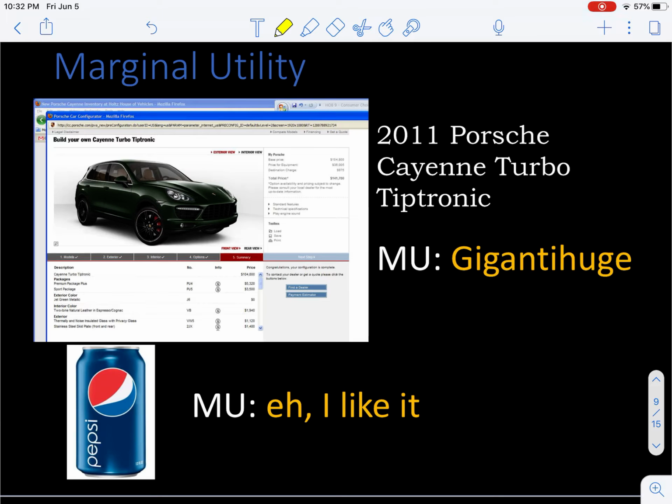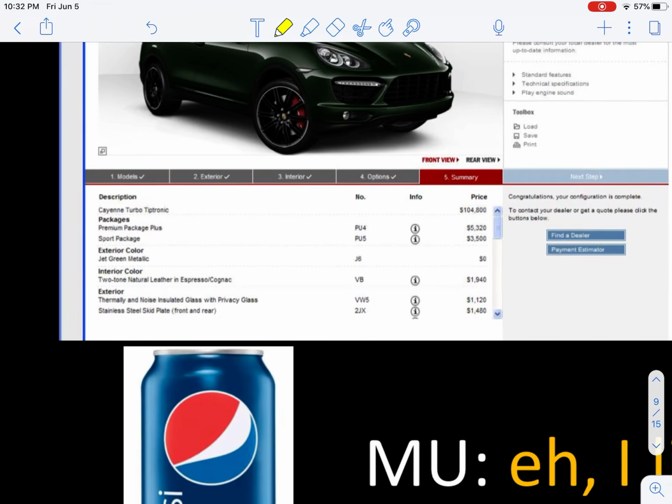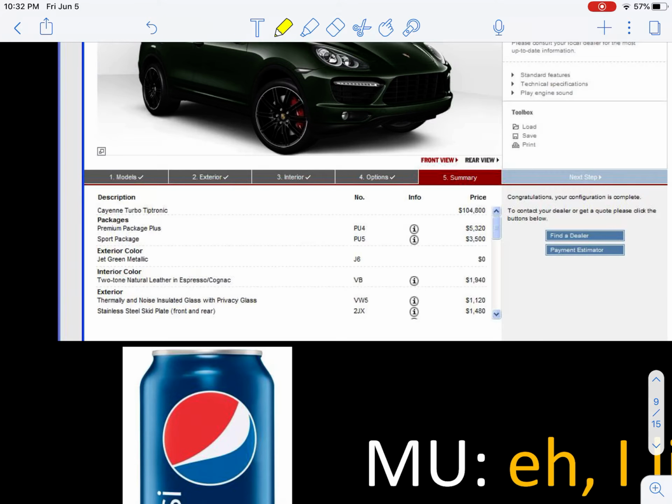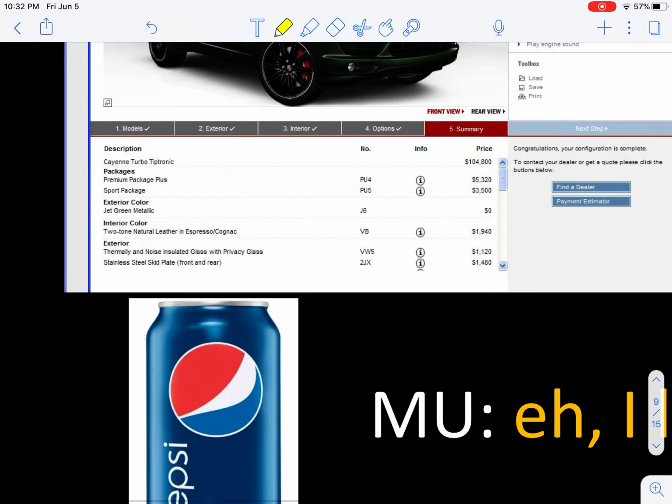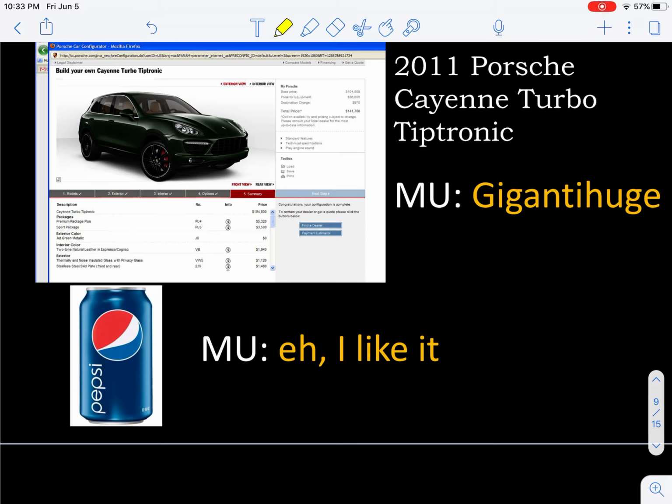One of them: the last time I was car shopping, which was a while ago, as you can see from the date here, it was actually in 2010. I designed this car, this Porsche Cayenne, on the Porsche website. It has the premium package plus the sport package, it's in jet green metallic, with tan leather on the inside, noise insulated glass, and a stainless steel skid plate. I put some cool stuff on it, right? You can design it from the ground up.